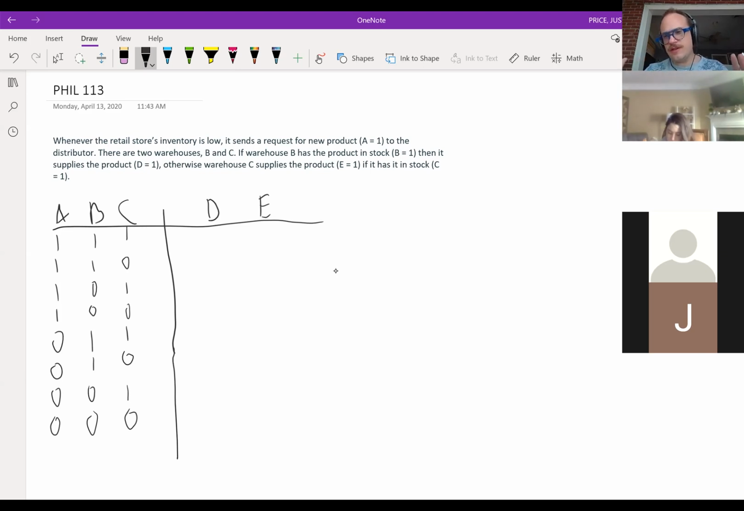this distributor is asking for a circuit where if they push a button, a request for product goes out. And then there's these sensors at the warehouses telling the circuit whether the product's there or not. So it defaults to warehouse B. If it's there, then it supplies the product. So A and B are tied to, actually here.